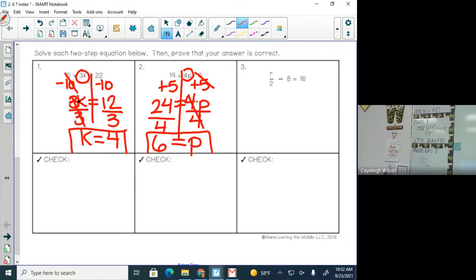I'll do another one. Trying to do a lot of practice here. Did you do these last year? No. Some people said they did, some people said they didn't. I don't know.